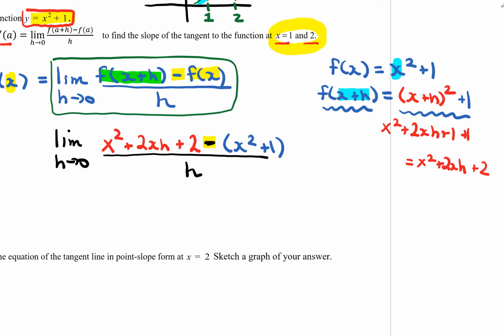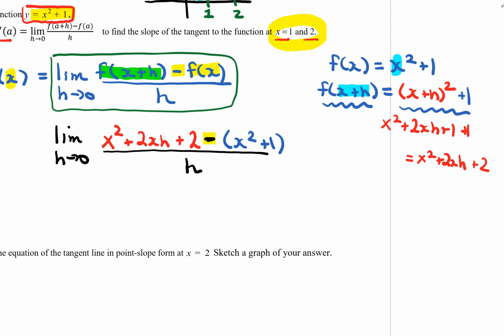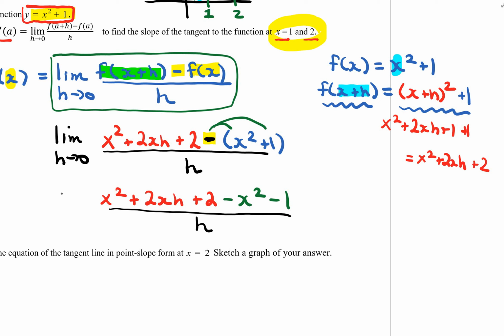Okay, after that, now we're pretty much done the substitution step. Now we just distribute. So I'll write another line here, x squared plus 2xh plus h squared plus 2, and then we have the minus x squared and then minus 1 all over h. And this is the limit as h goes to 0. Okay, alright, so this and this will cancel off.